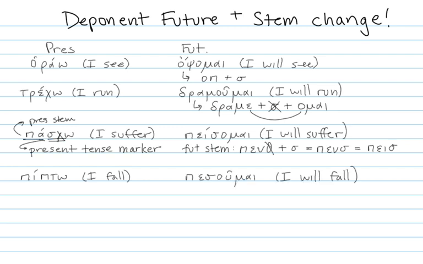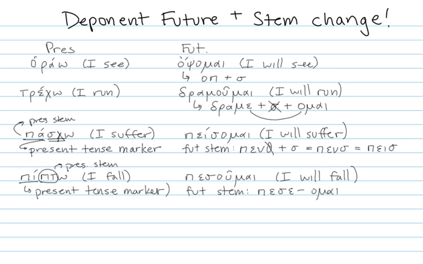Pipto, I fall, becomes pesoumai, I will fall. Just like gignosko, that first syllable is a reduplication, which marks the present tense, so that's not part of the real stem. The real present stem is just pt. The future stem, by contrast, is pese, and then you add your endings omai, and the epsilon omicron contracts.